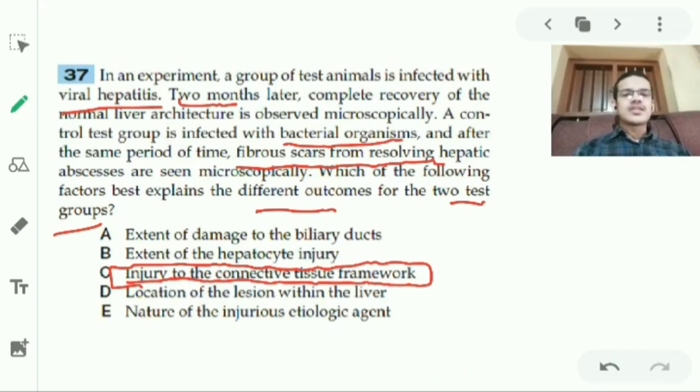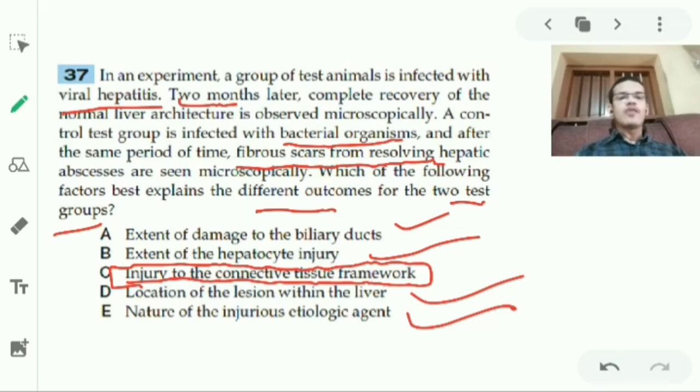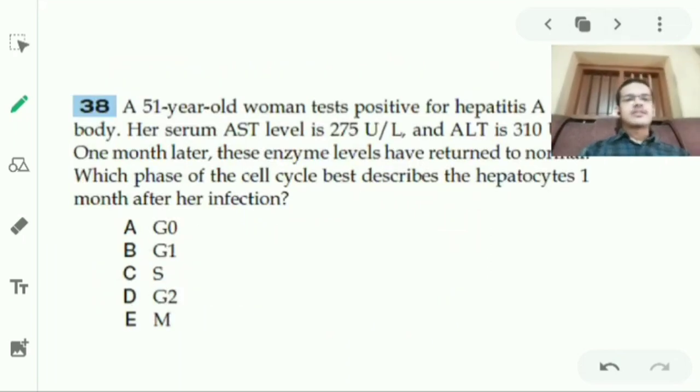The other options, nature of the injurious etiologic agent, location of the lesion in the liver, extent of hepatocyte injury, and extent of damage of bile ducts, all comment upon how much injury is caused. But for repair, what you need is a connective tissue framework upon which the hepatocytes can divide and regenerate. If the connective tissue is lost, it will become more difficult and progress towards fibrosis. So let's move on to the next question.